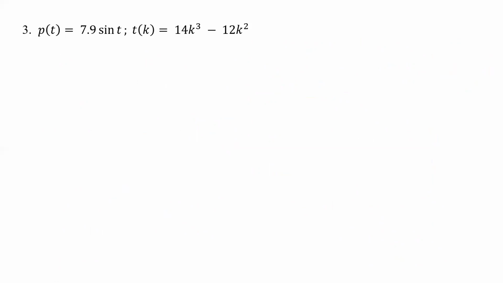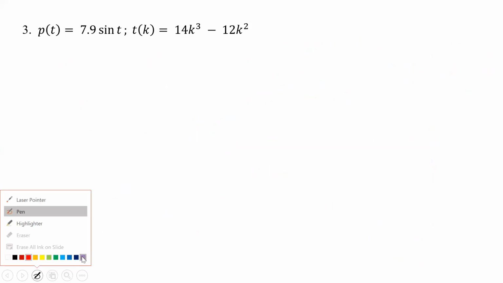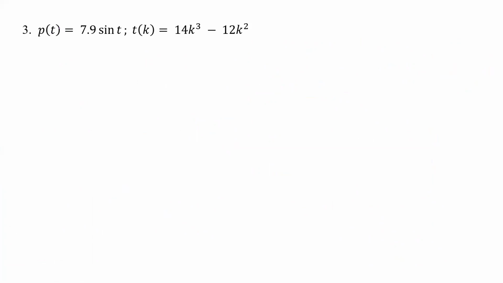All right, so now we have one with signs. All right, so let's go back to purple. And so what do we have? Well, we have P of T is that and T of K is that. So it looks like what we're going to do is we're going to plug in T here. And so let's first find our derivatives. Well, the derivative of sine is cosine, so that's 7.9 cosine T. And T prime of K is equal to 3 times that, it's going to be 42K squared minus 24K. And that should give me what I need there.